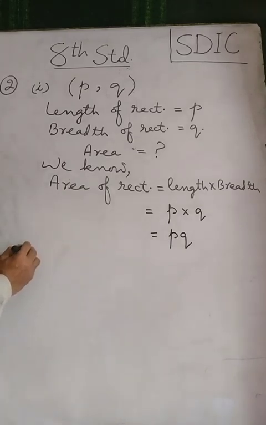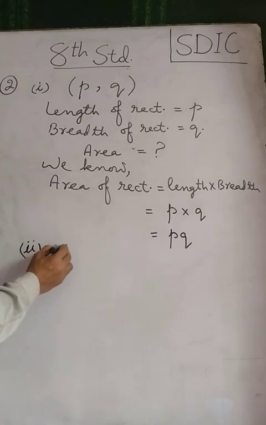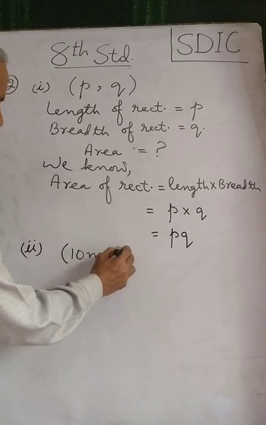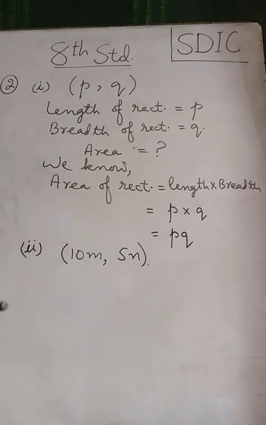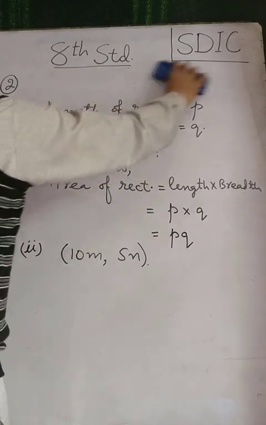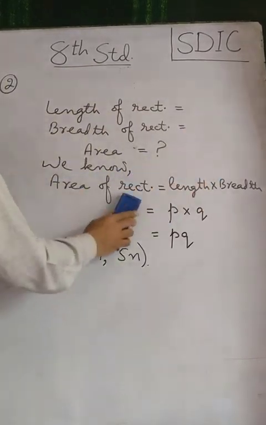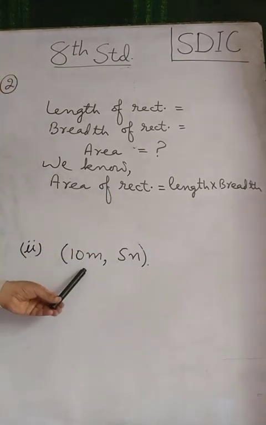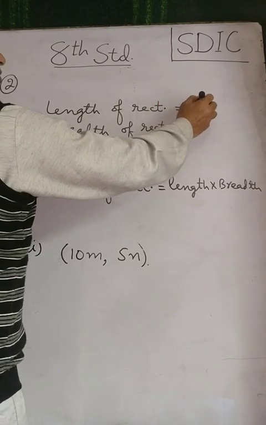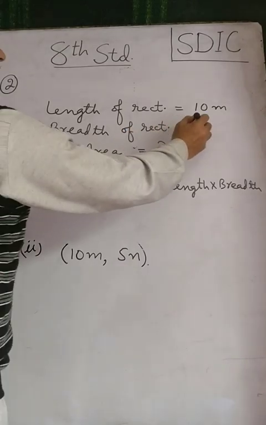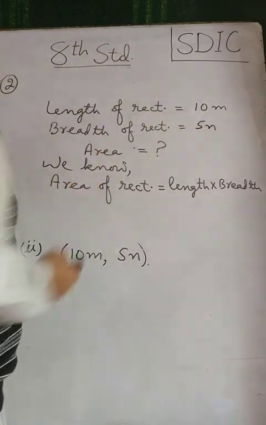Second part. In the second part, now the lengths and breadths are given. Length is 10 m. Breadth is 5 m. So what shall we do? Like the previous part, the same procedure we have to apply. The length this time is 10 m, so against length of rectangle, write 10 m. Breadth of rectangle is 5 n, so we'll write in front of breadth of rectangle 5 n.